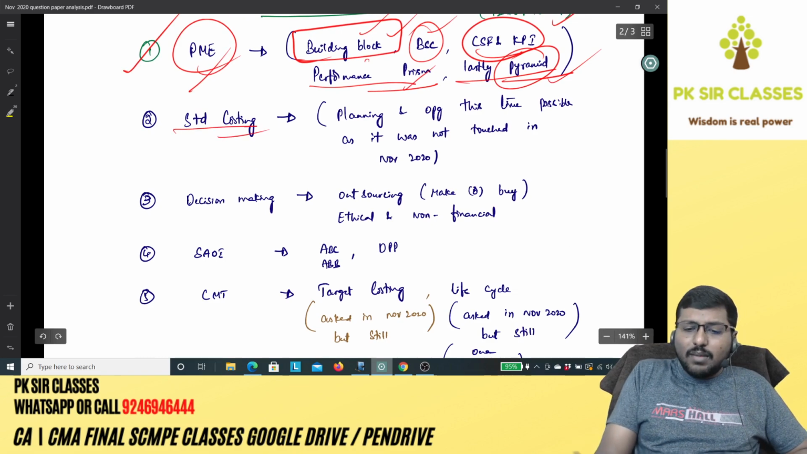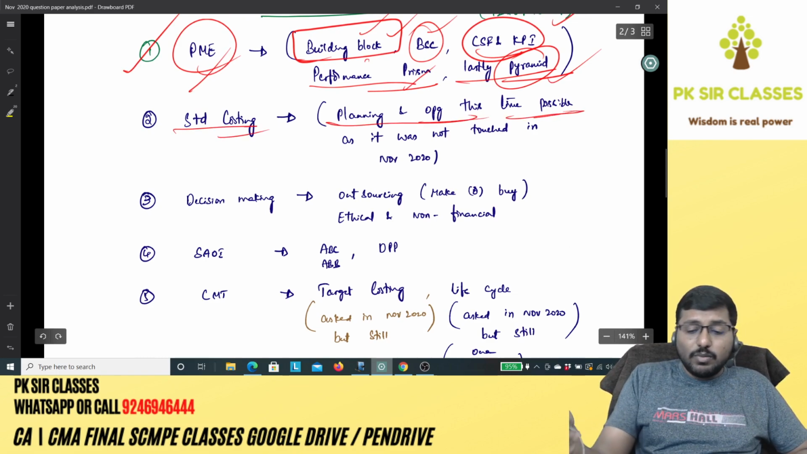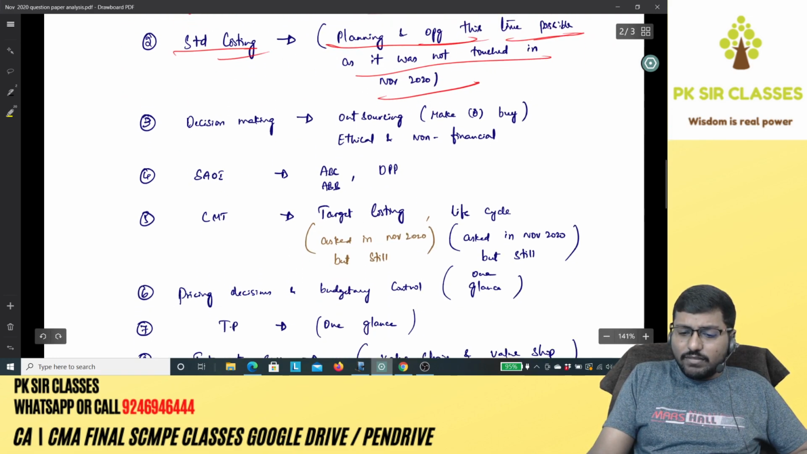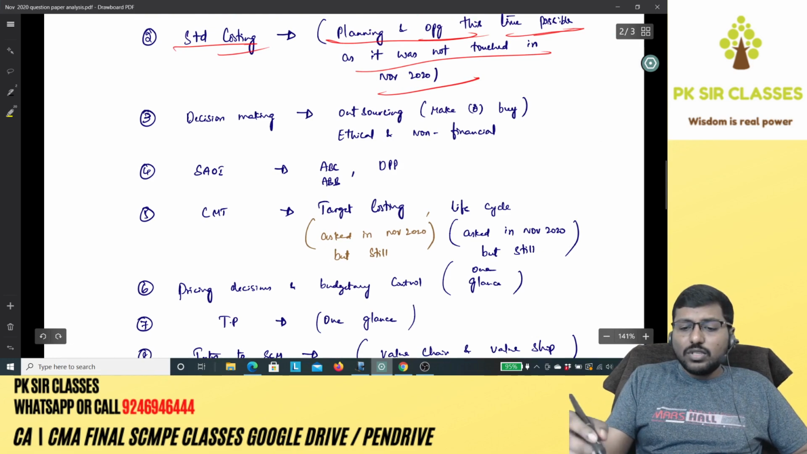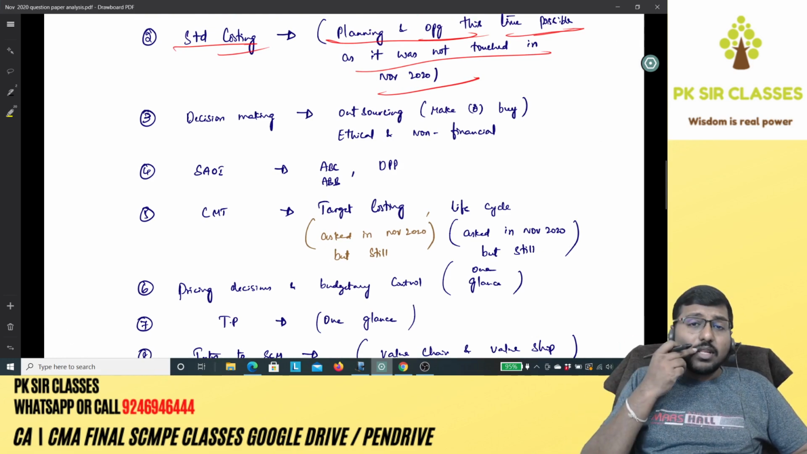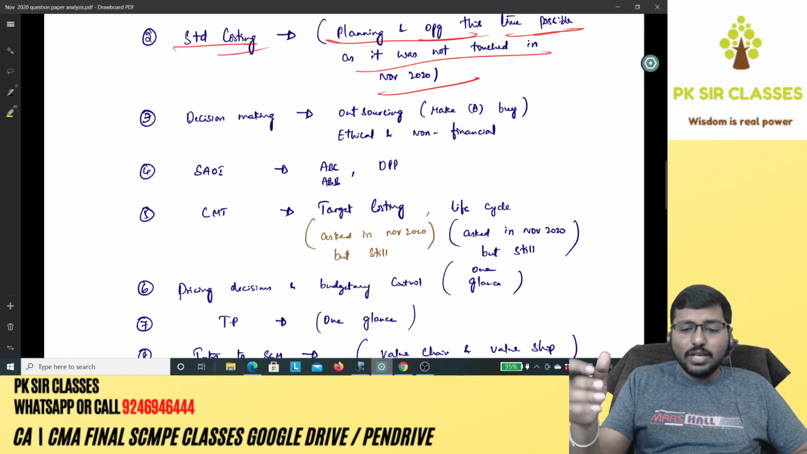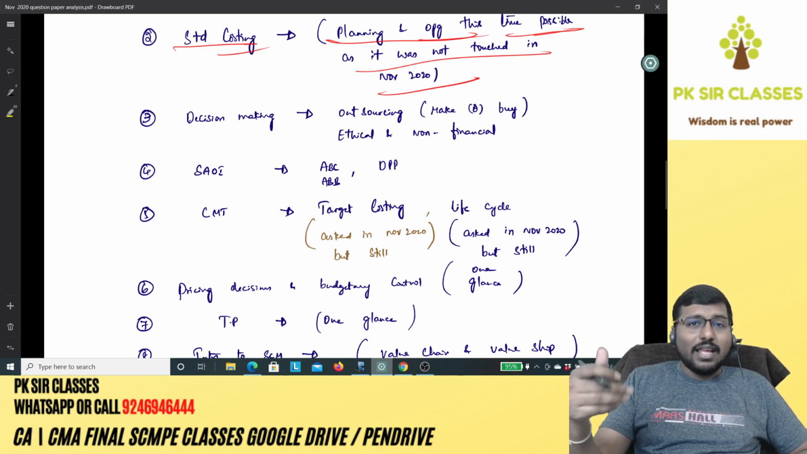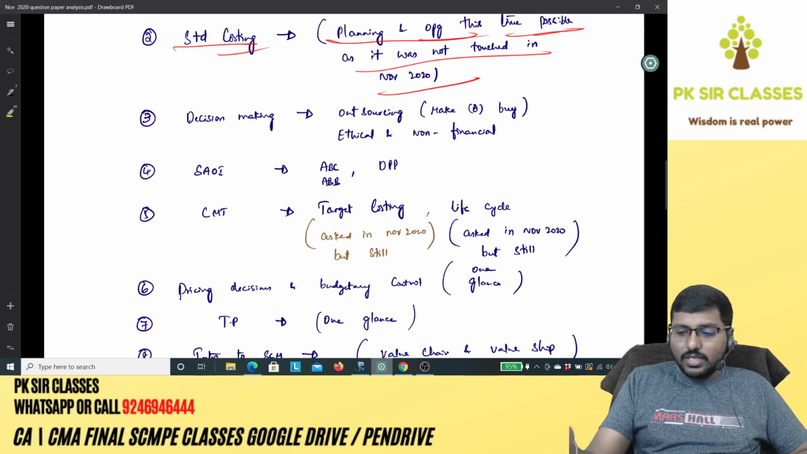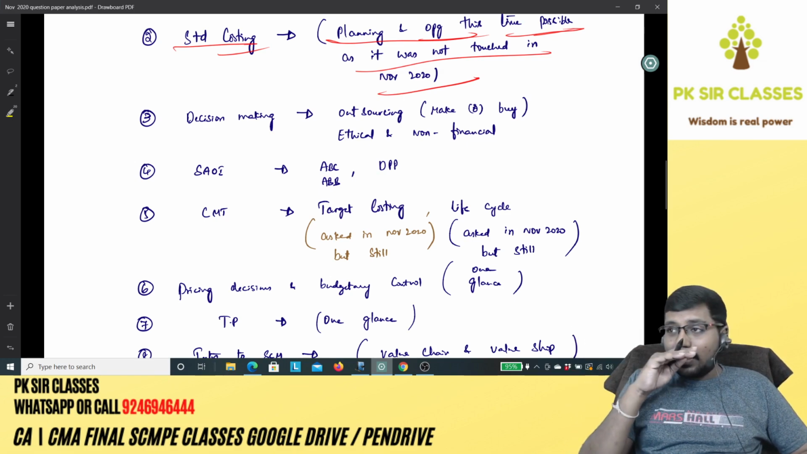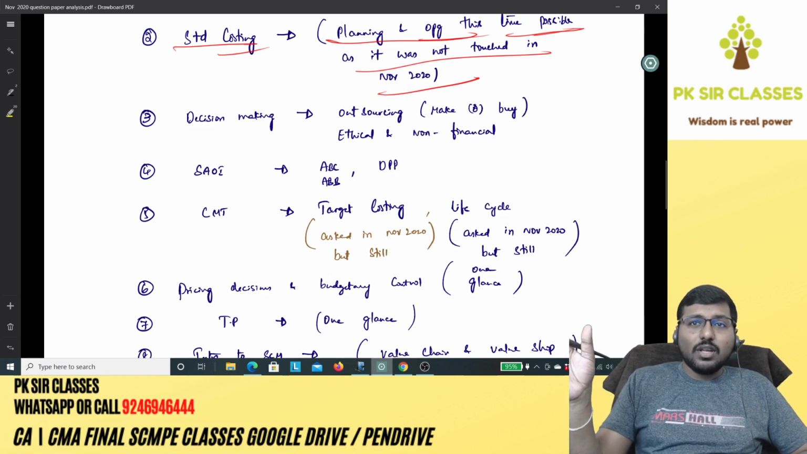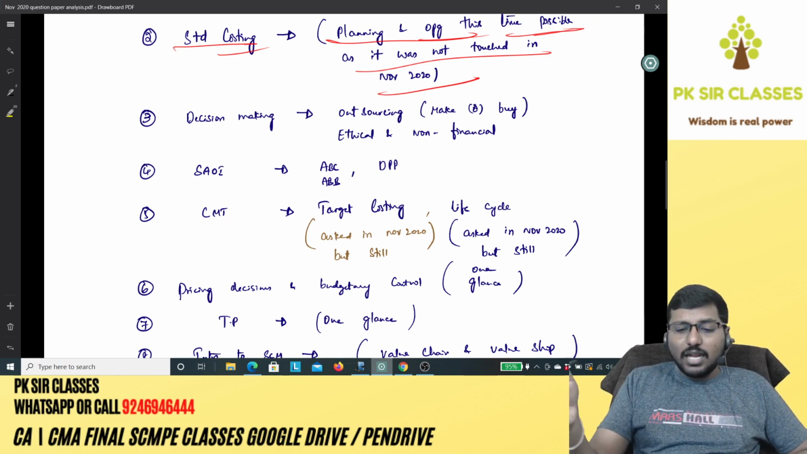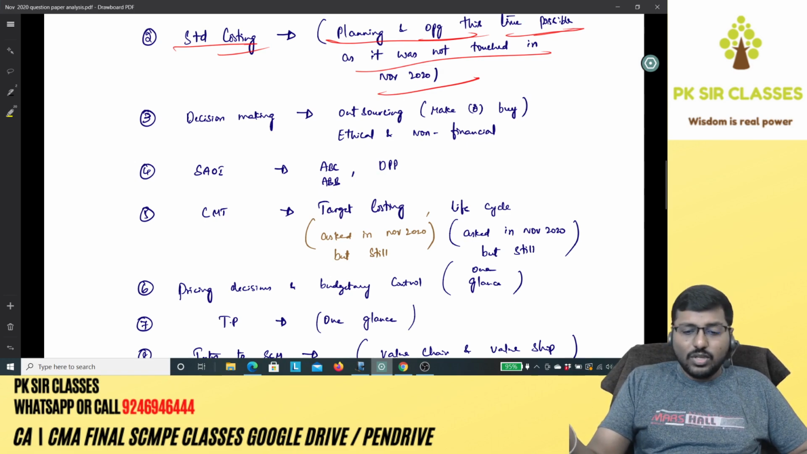Standard costing, planning and operating variance. This time it is possible because last time it was not asked, as it was not touched in November 2020. That is one thing which I feel. In standard costing, complicated questions come based on this particular concept, planning and operating variance. I want you to revise that concept again and again clearly, that ex ante variance, ex post variance, all these things. That was the only area which, right from the inception of the new syllabus, he has continuously been asking from, but since last attempt it was not touched upon, so it can be asked again.